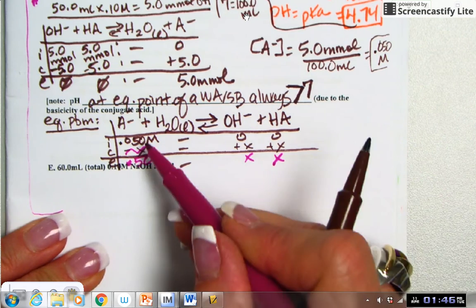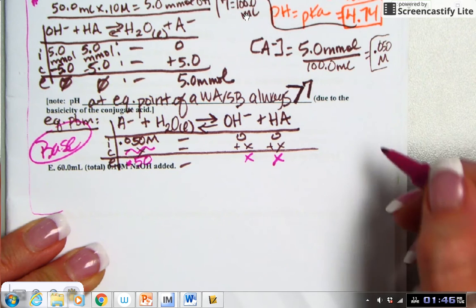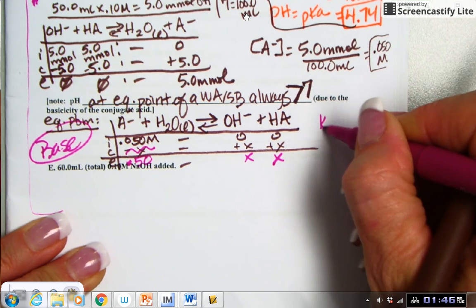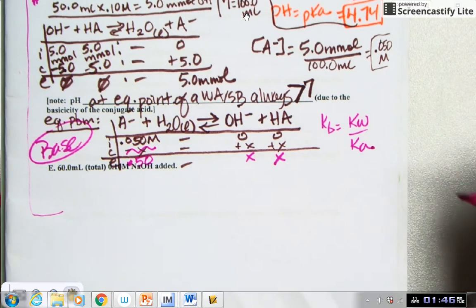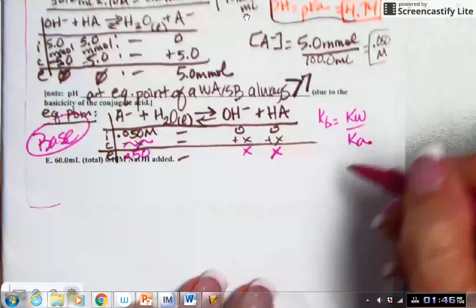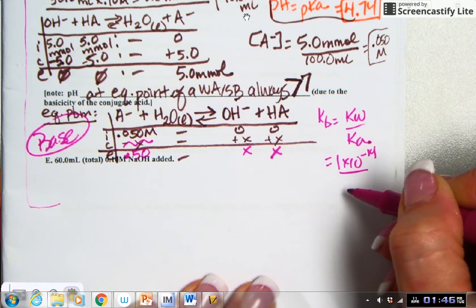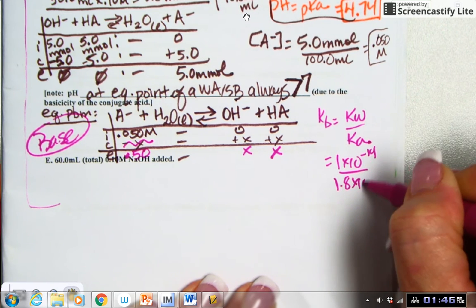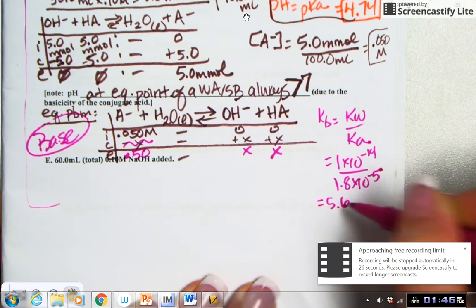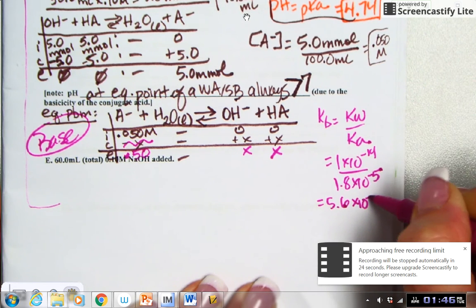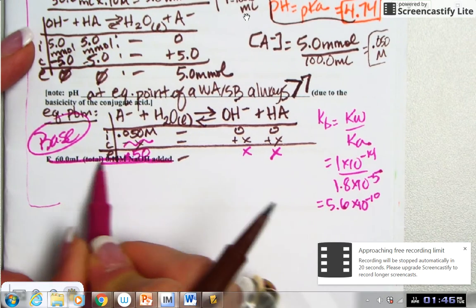Now since this is a base, we need a Kb, and we have Ka. So we find our Kb by taking our Kw divided by Ka. The Kb is going to be 1 times 10 to the negative 14 divided by the Ka, which was 1.8 times 10 to the negative 5. That's going to give me 5.6 times 10 to the negative 10. I'm going to mark this part E out for now because I'm running out of room.